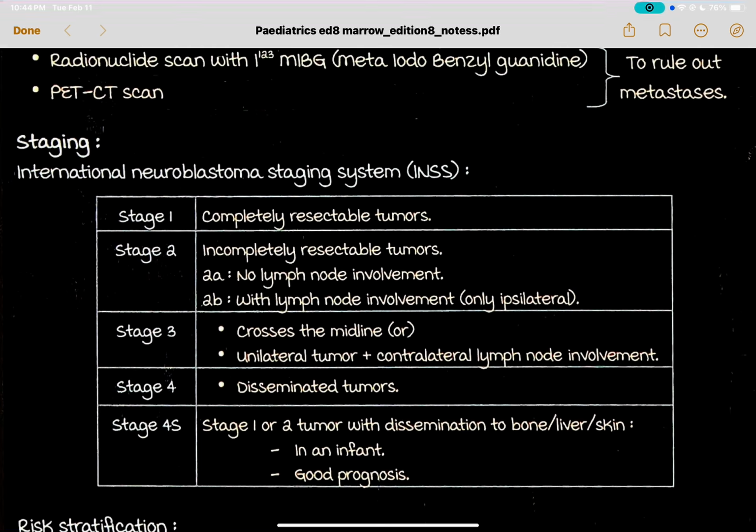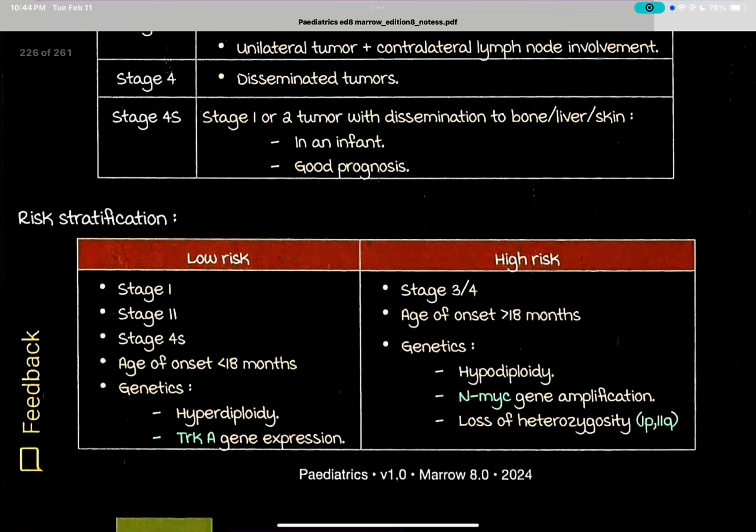What is 4S? A stage 1 or 2 tumor with dissemination to bone, liver or skin, in an infant. It has a good prognosis.